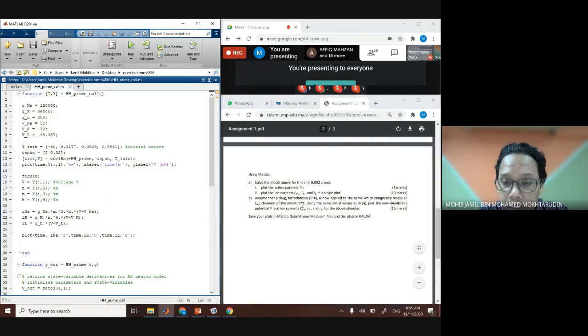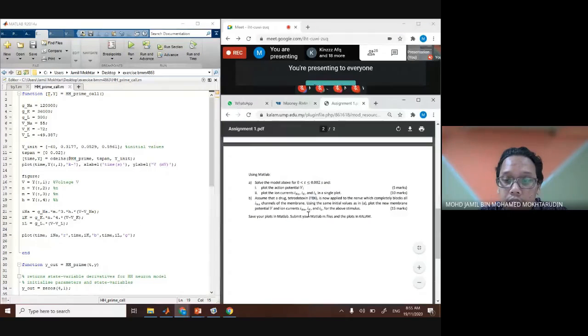So for question B, assume that a drug tetrodotoxin is now applied to the nerve which completely blocks all sodium current. Using the same initial value in A, plot V and the current. So drug ni basically dia block sodium current.